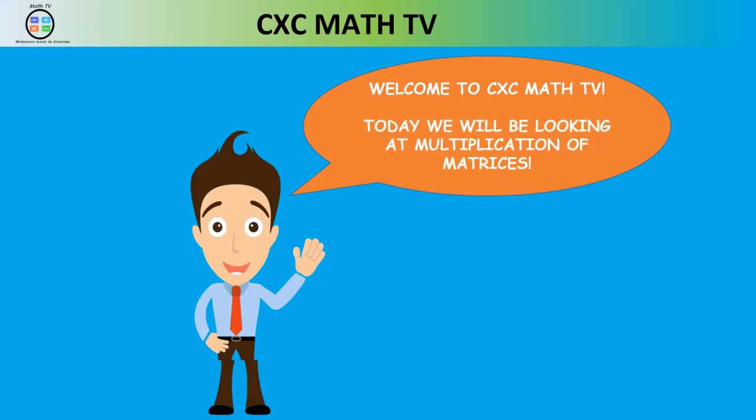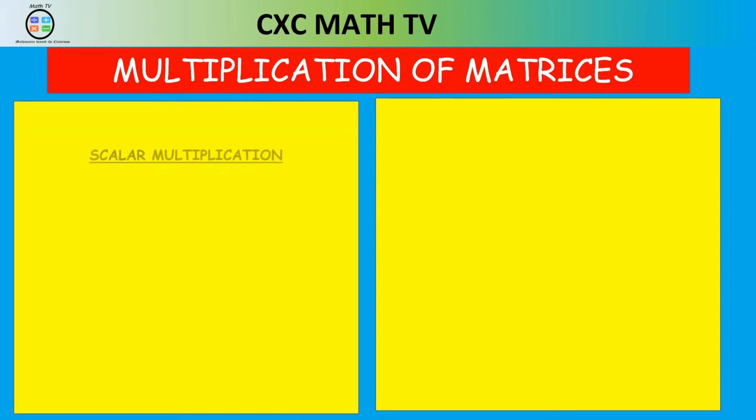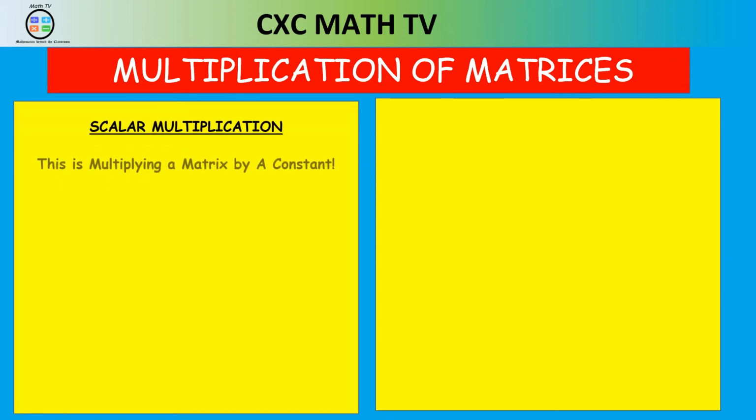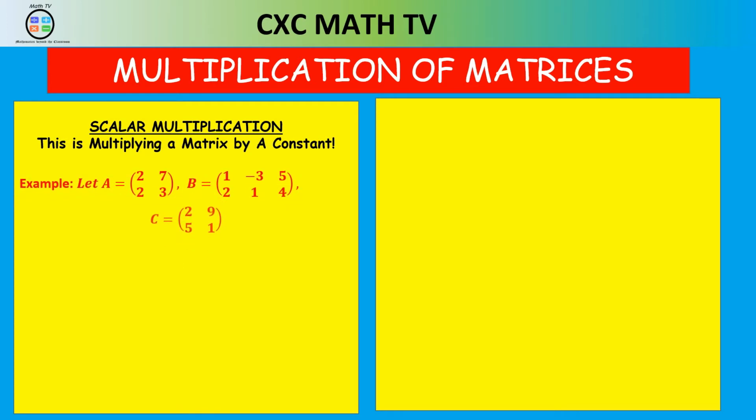So, example: let A be the matrix 2, 7, 2, 3, B be 1, negative 3, 5, 2, 1, 4, and C be 2, 9, 5, 1. We need to find 5 times A. Let's also find a half of B and 5A plus 3C. So let's look at it.